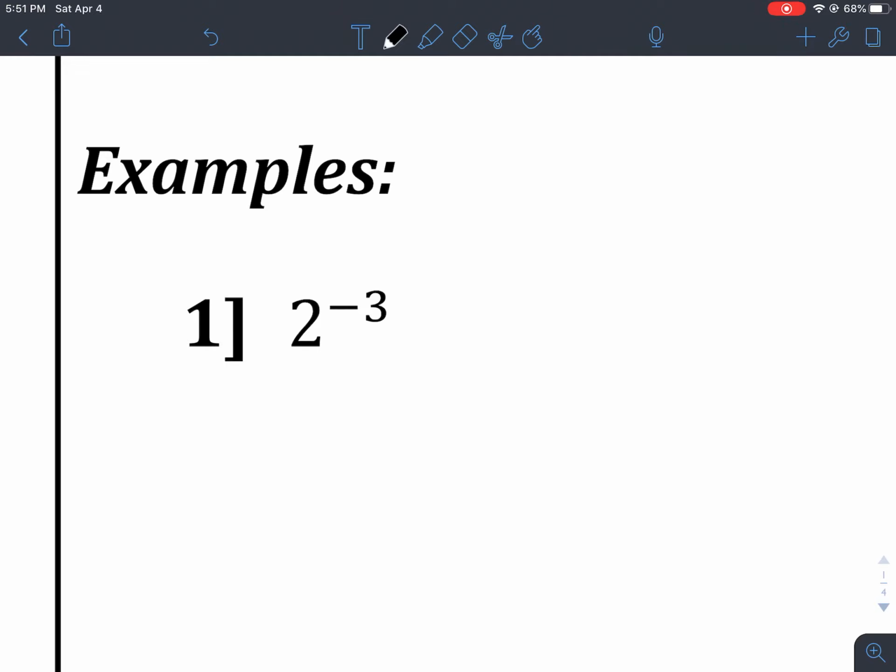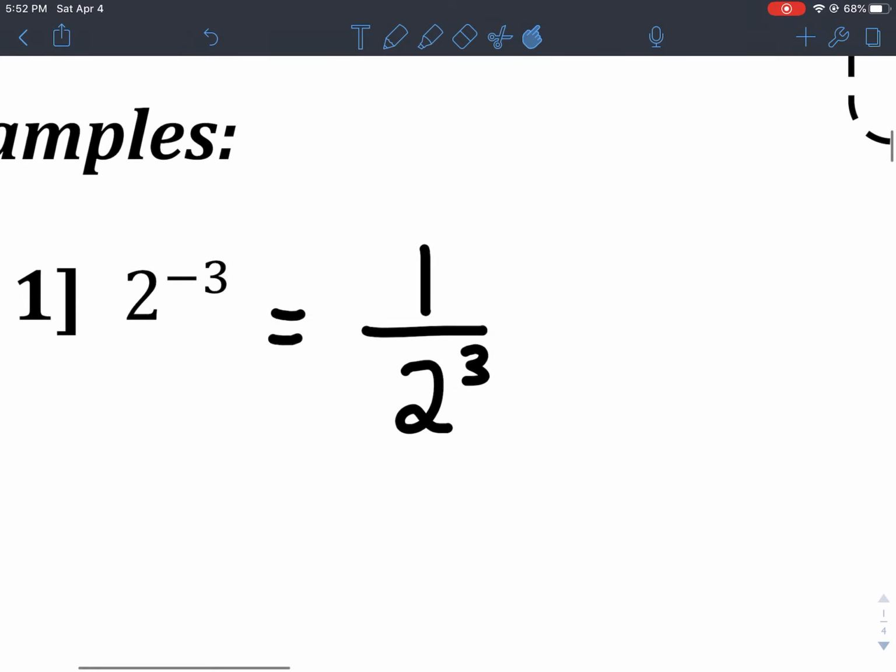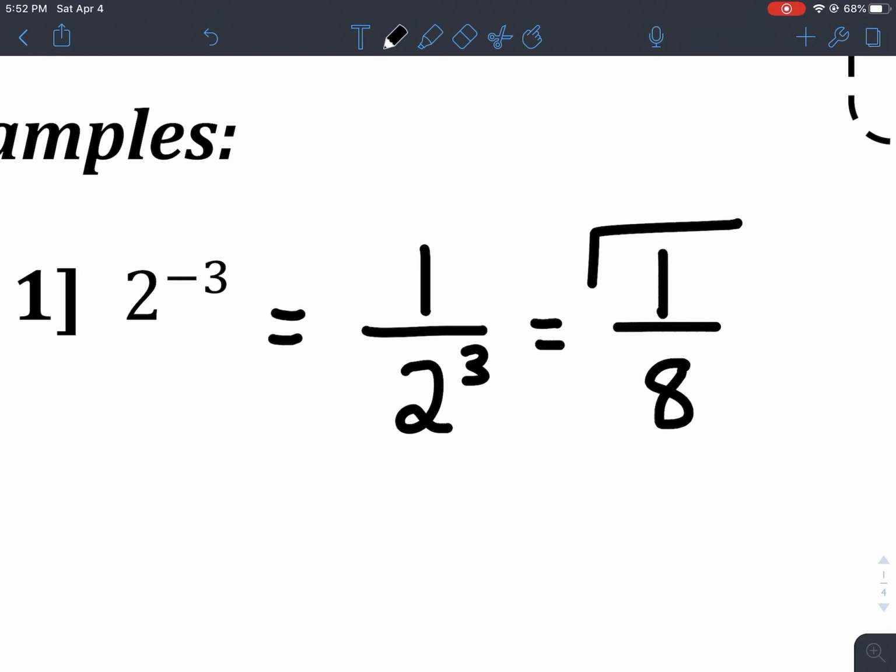So first of all, if we cross the line, we need a fraction here. So if we cross the line and change the sign, we need something in the numerator that is 1. So 2 to the negative third power is the same thing as 1 over 2 to the positive third power. 2 to the third means 2 times 2 times 2. So that is 8. So we have 1 over 8.